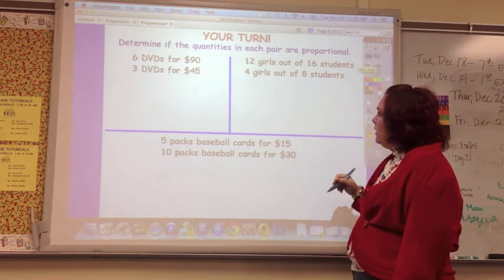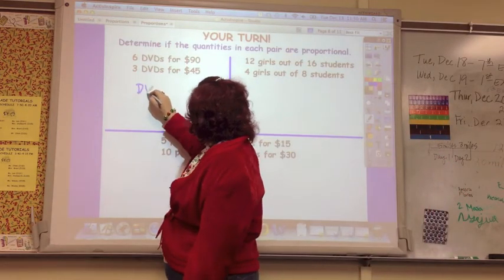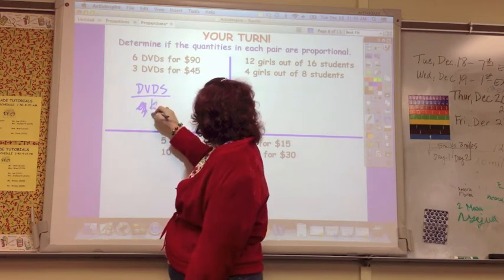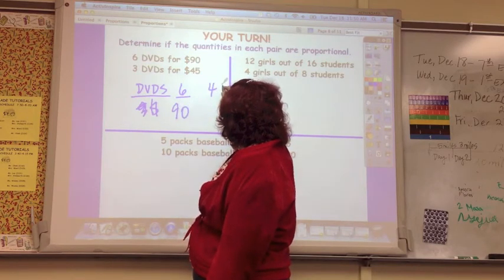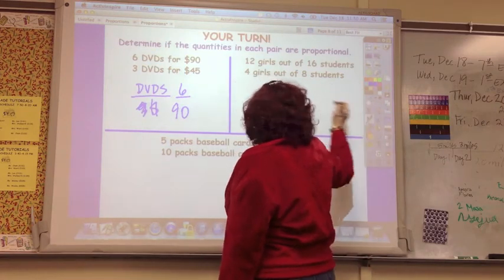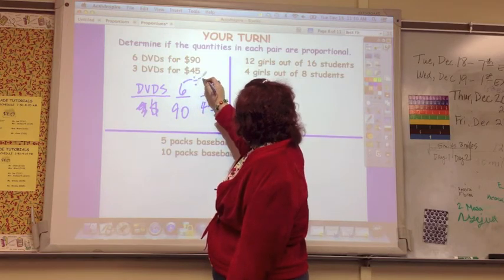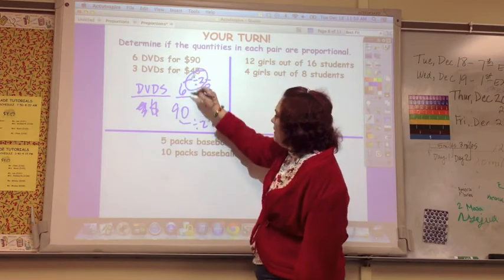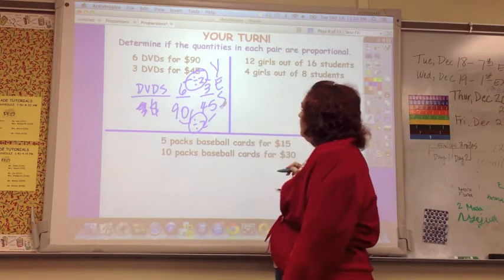So determine if the quantities in each pair are proportional. So we're comparing DVDs to money. 6 for 90 and 3 for 45. This is divide by 2. This is divide by 2. So since these are the same, yes, it is proportional.